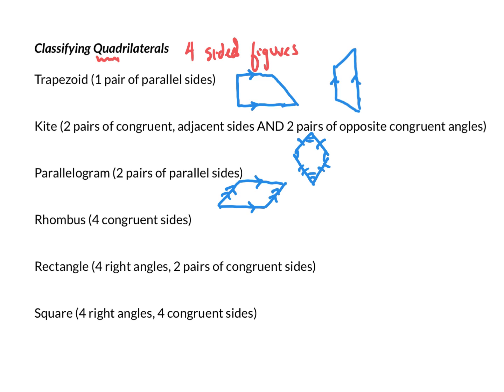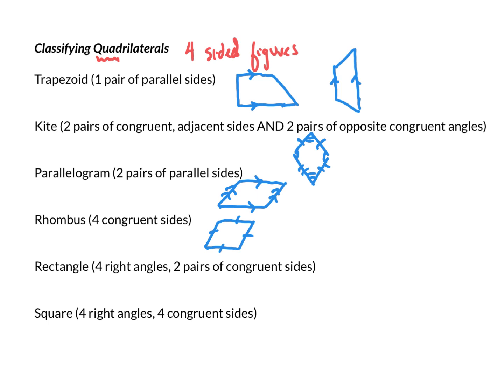A rhombus is a shape where all of the sides are the same length. We have four congruent sides. I'm going to do my best to draw that. So you'd say, well, all of these sides are the same length. Nothing to do with angles, nothing to really talk about with parallel, but it's got four sides that are congruent.